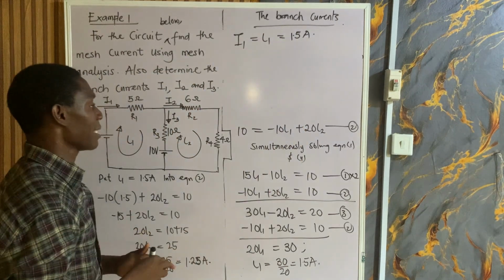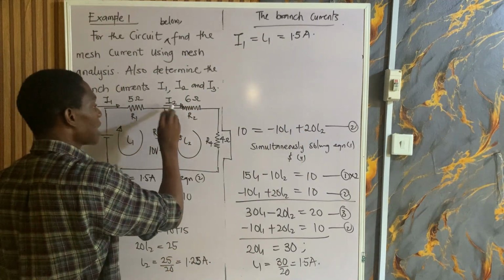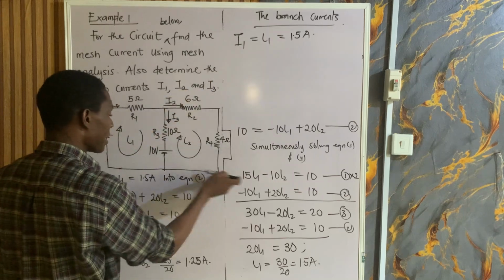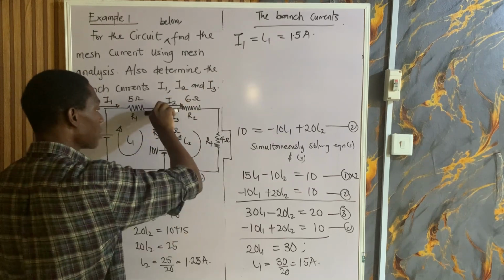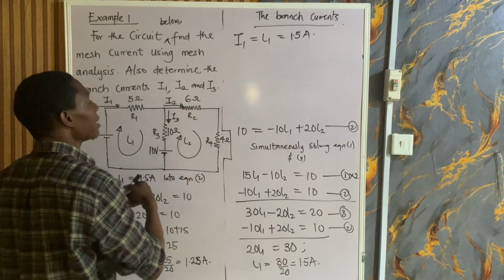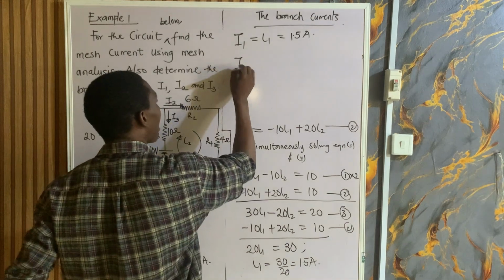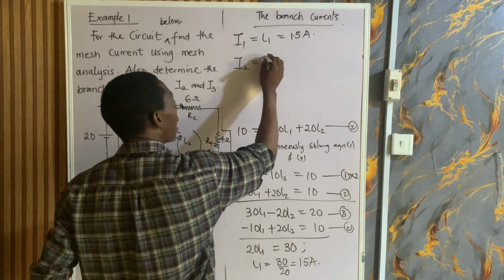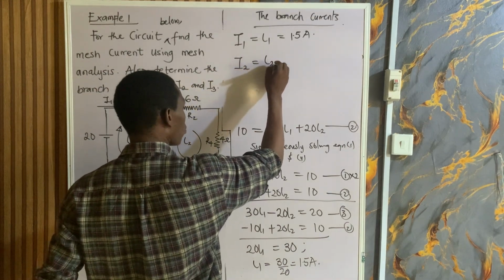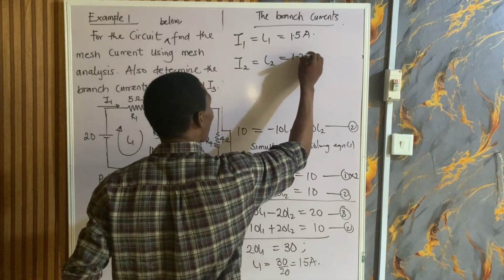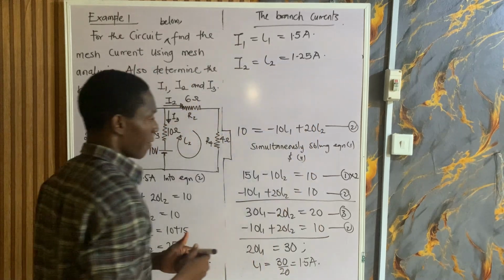Now, understand again that this I2 is what flows here, here, and here. And this I2 also flows here, here, and here. And therefore, we can say that our capital I2 is equal to the mesh current I2, which is 1.25 ampere. So that's that about that.